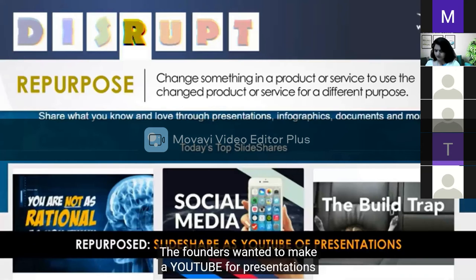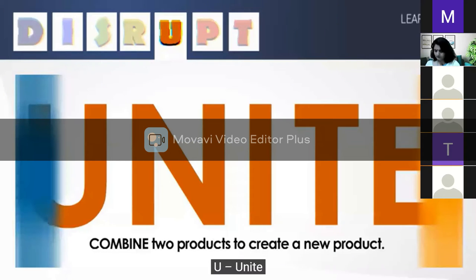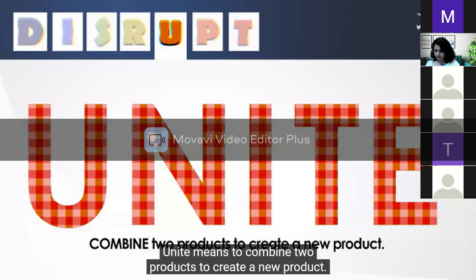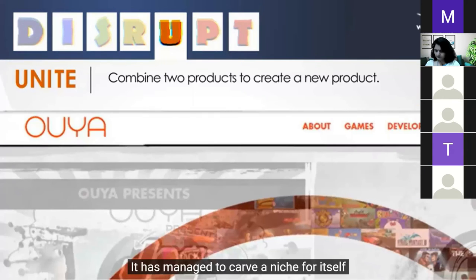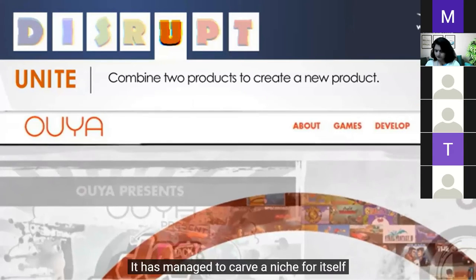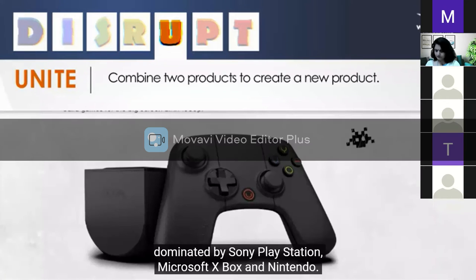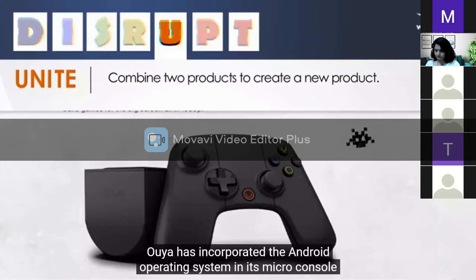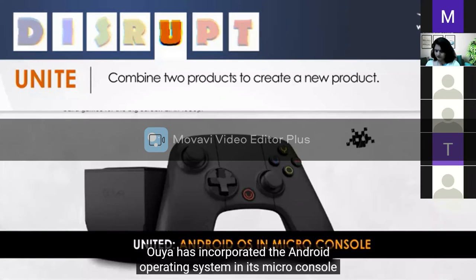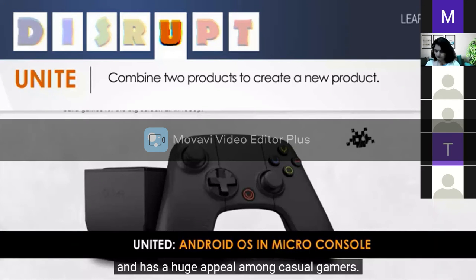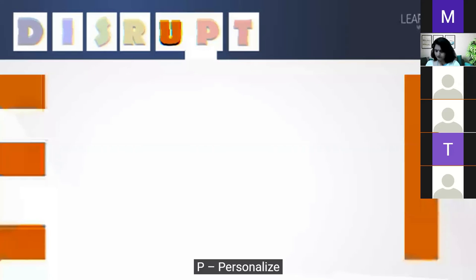U, unite. Unite means to combine two products to create a new product. Look at Oya. It has managed to carve a niche for itself in the highly competitive market for gaming consoles, dominated by Sony PlayStation, Microsoft Xbox, and Nintendo. Oya has incorporated the Android operating system in its micro console and has a huge appeal among casual gamers.